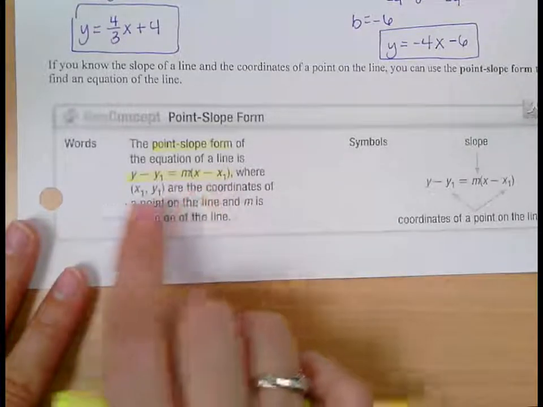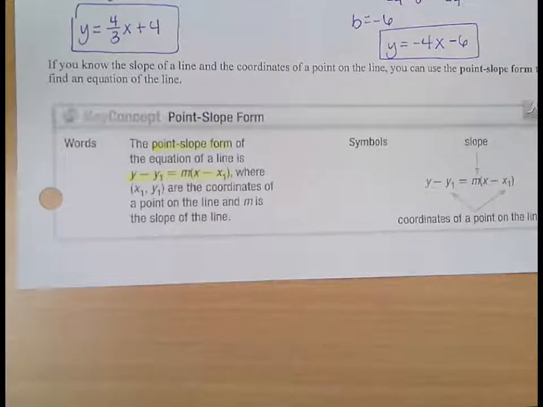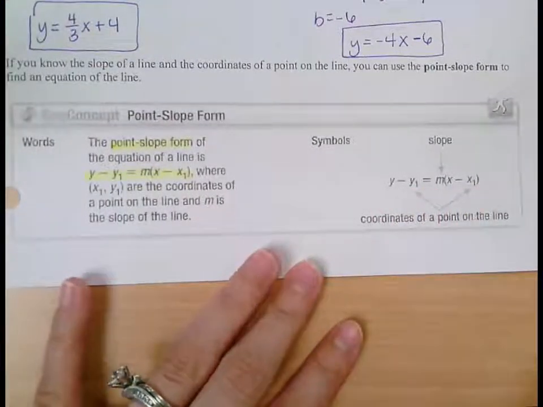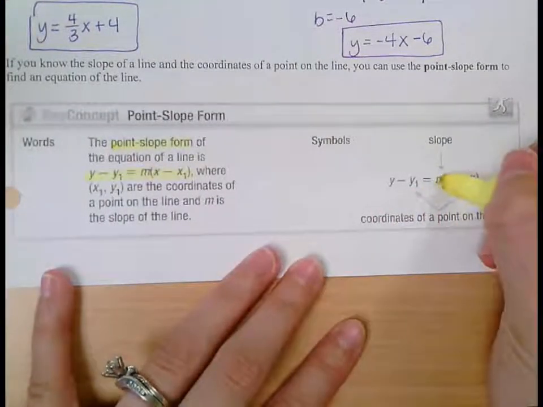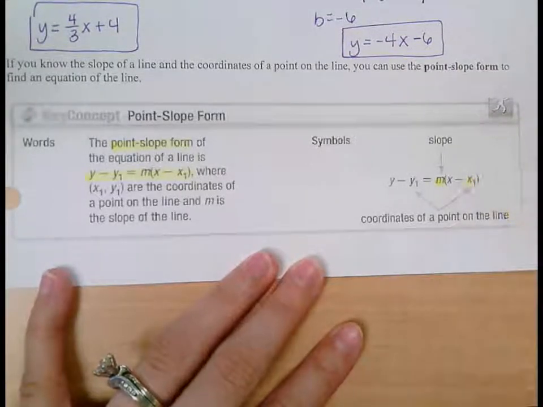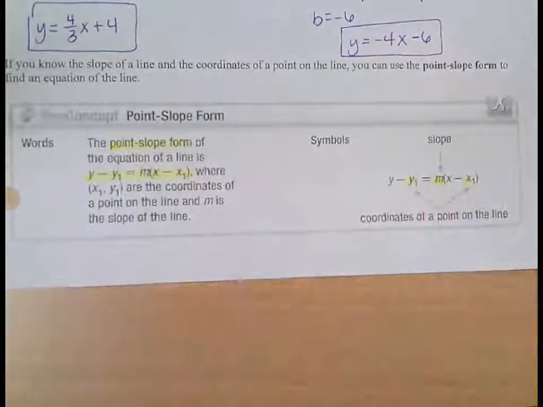And in this formula, x sub 1 and y sub 1 are the coordinates of a point on the line, and m is still the slope of the line. So in this type of equation, you would substitute in your slope m, and you would substitute the x coordinate of your point in for x sub 1 and the y coordinate of the point in for y sub 1. And then if you use this equation, you can solve it for y to get it into slope-intercept form.